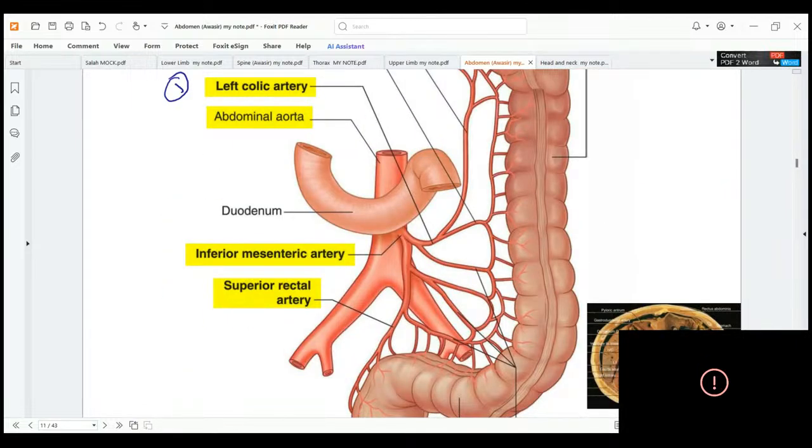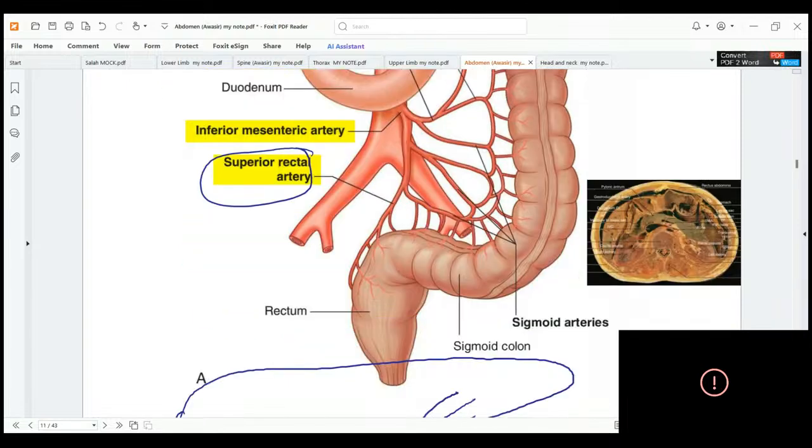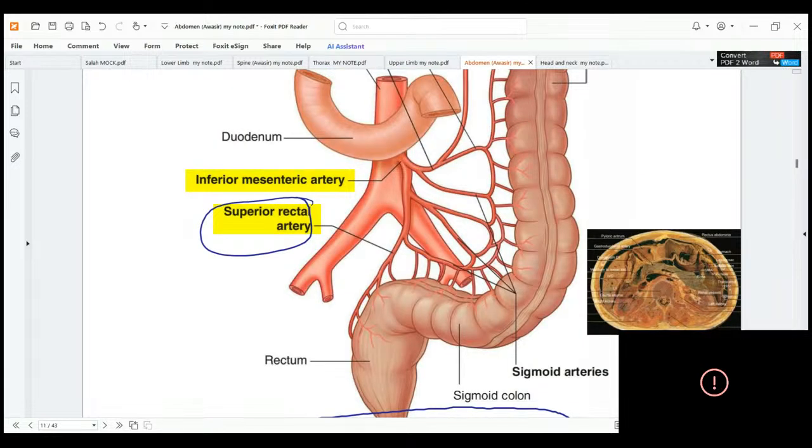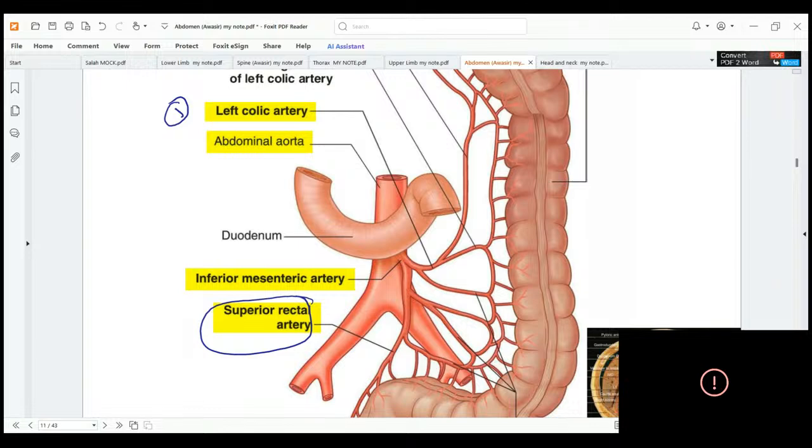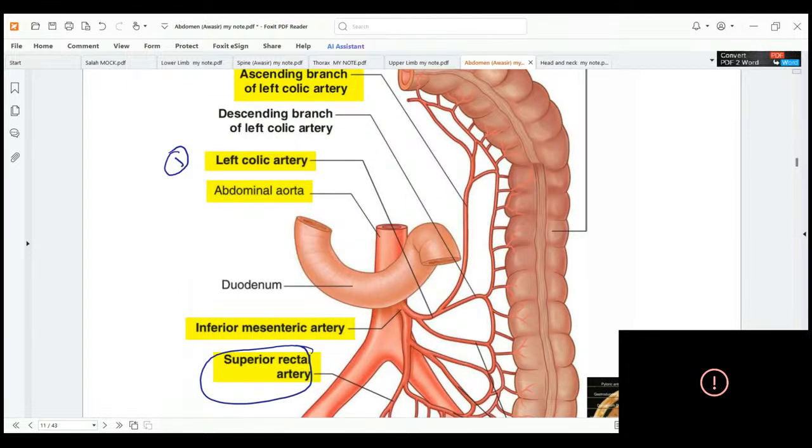This is superior rectal, below superior rectal, and these are the sigmoid branches. Sigmoid artery, superior rectal artery, sigmoid branches. Then left colic artery: left colic will give ascending branch and descending branch.